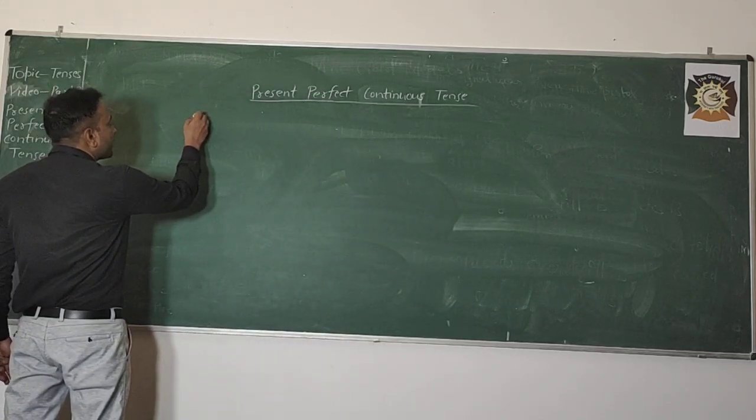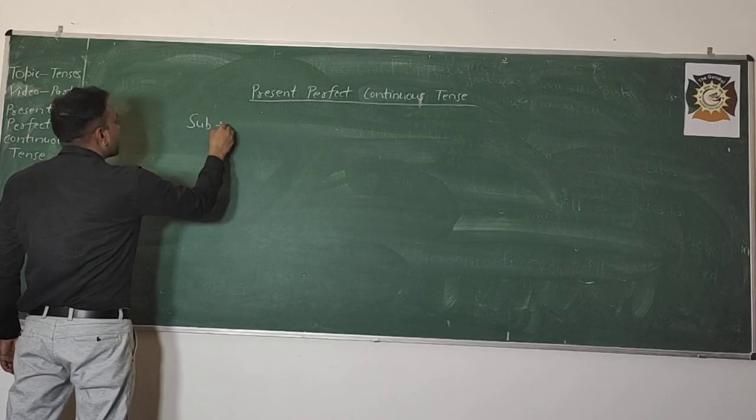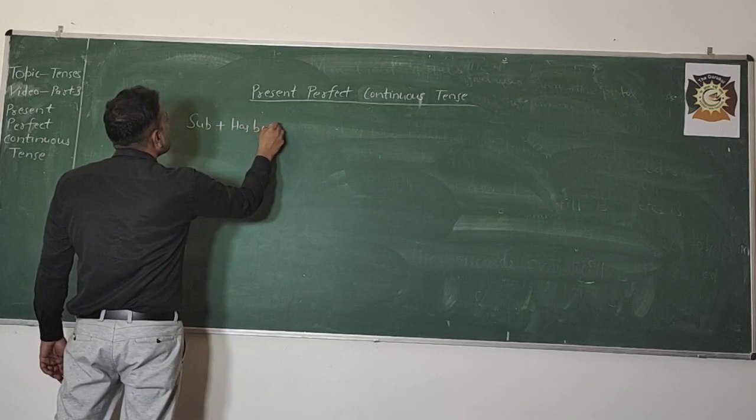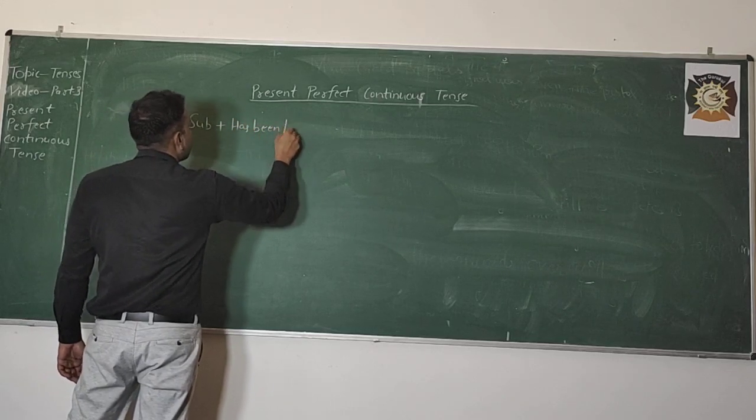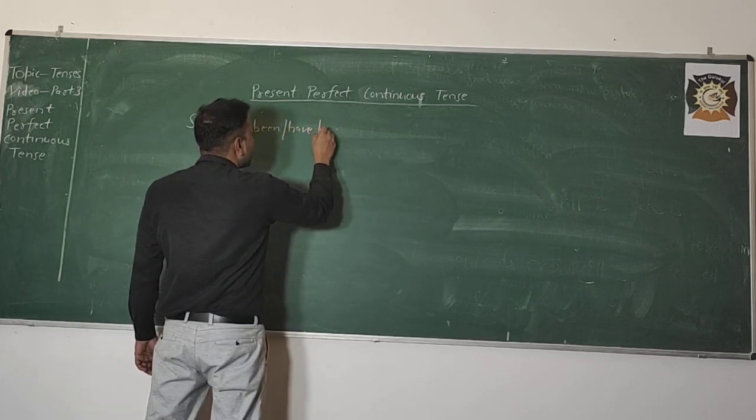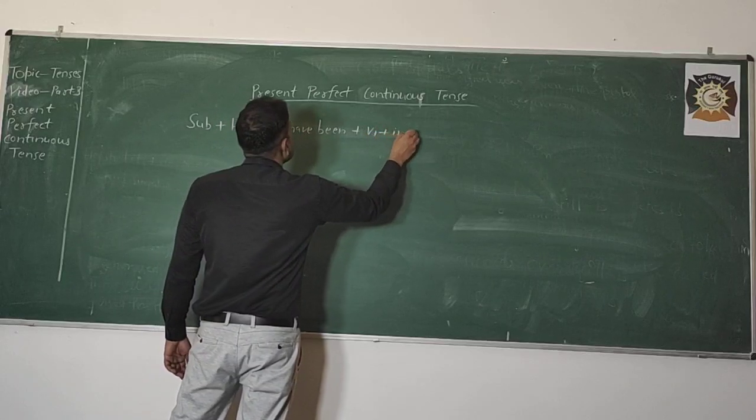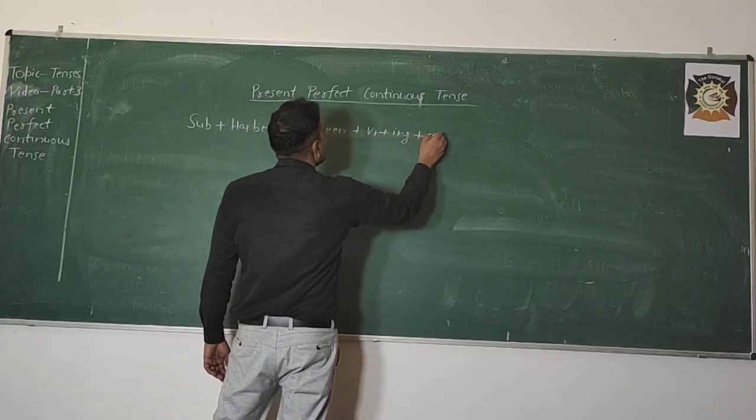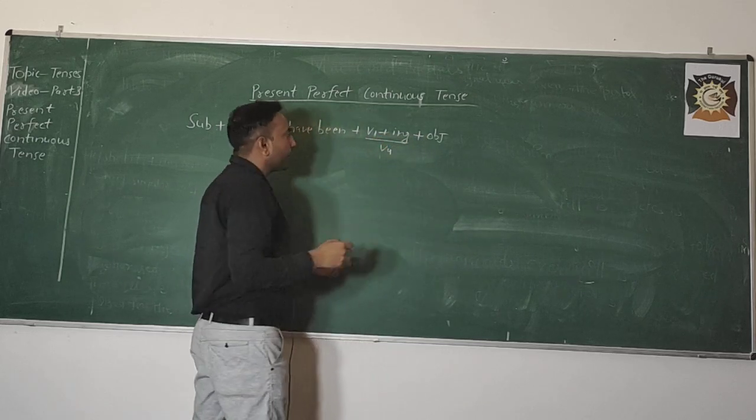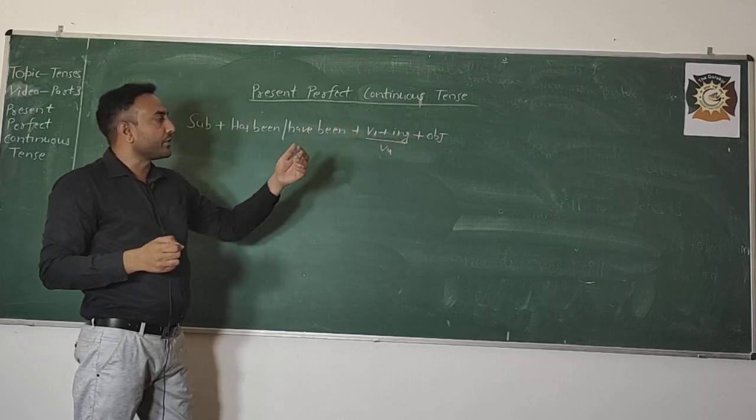So what's the structure formula of present perfect continuous tense? Subject plus has been or have been plus V1 plus ing plus object. We also call it V4. I have discussed it with you while discussing present continuous tense.